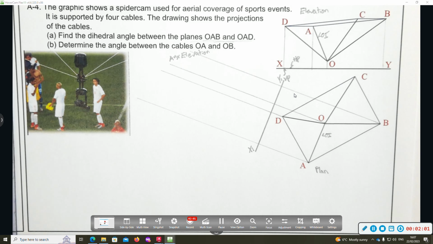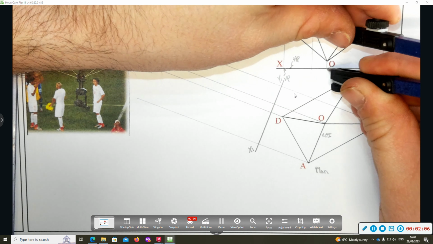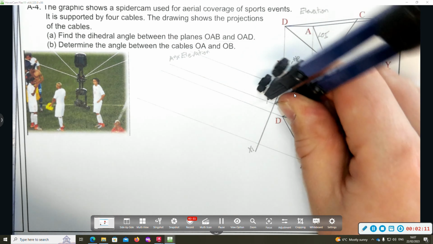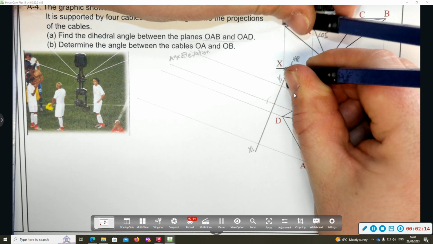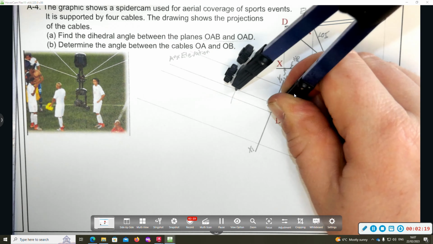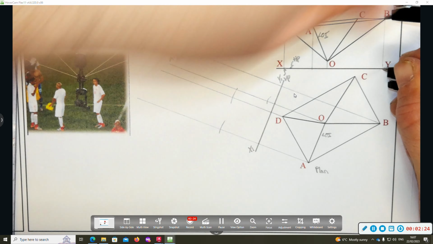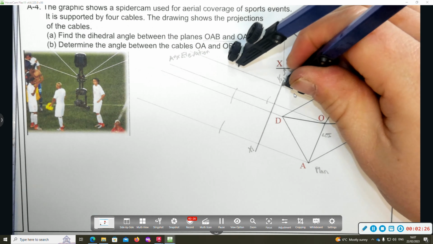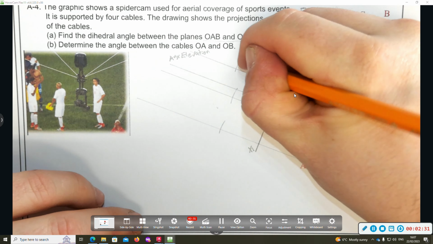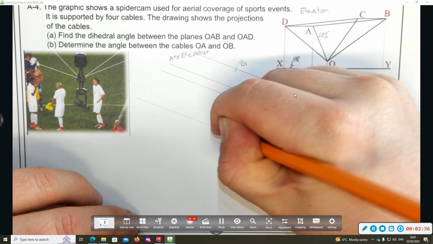Now, I'm going to get my compass. I'm going to get the heights from my XY line to elevation. So I'm going to take the height of O, mark it in here. So that's O1, the height of D. Okay, and A is the same, so I'm going to mark it from D. This is D1, this is A1. I'm going to get the height of B. So take my compass, get the height of B, mark it here. So I'm going to label these B1, O1, D1, A1.